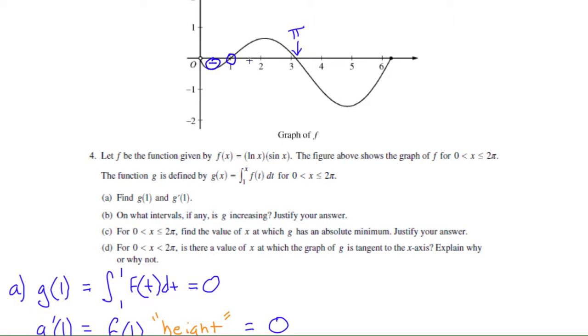It could be, but I'm just eyeballing it. It's not. It could be. So we do have to include 1 on the table. It could be because the thing before it is negative area. Could this value of pi, which is a CV, a critical value, possibly be an absolute minimum?